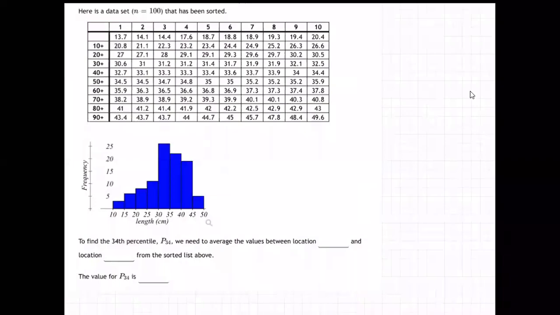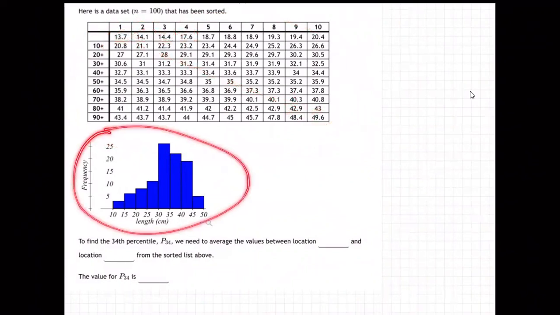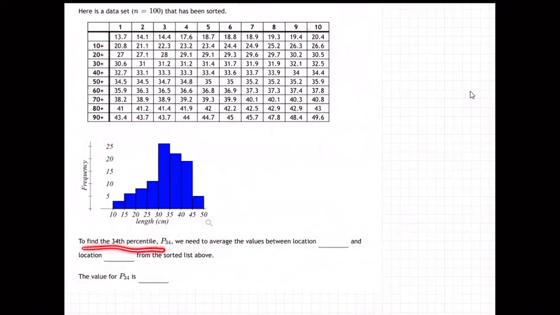Okay, so on this question, they're giving us this big array of 100 numbers. N equals 100. Here's a data set. N is the total number of numbers that has been sorted. So it goes from smallest number, and they just get bigger and bigger all the way down to here, the biggest number. And here's a bar graph of all those numbers. All right, what do they want? They want us to find the 34th percentile. So how do we find the 34th percentile?